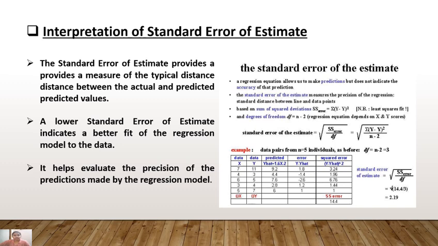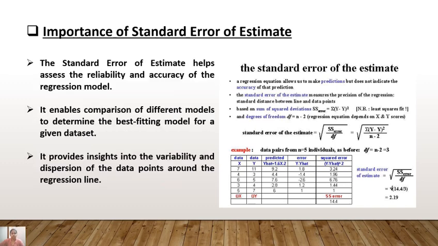Interpretations of standard error of estimate. The standard error of estimate provides a measure of the typical distance between the actual and predicted values. A lower standard error of estimate indicates a better fit of the regression model to the data. It helps to evaluate the precision of the predictions made by the regression model.